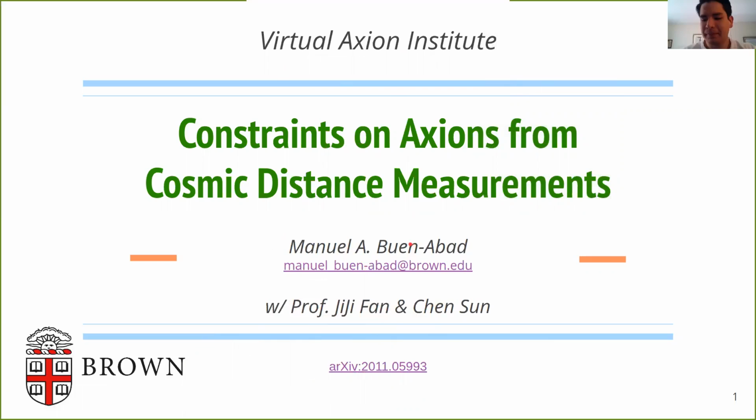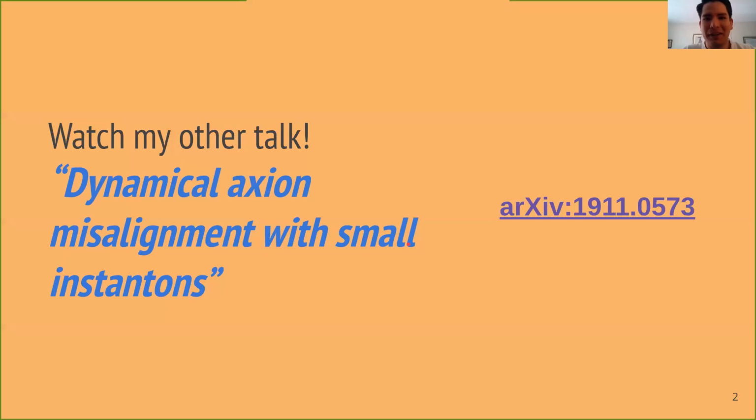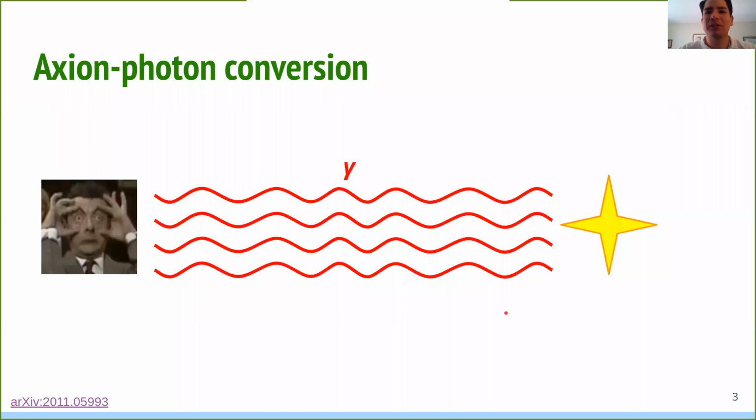You're going to see it through the slides, and it's about constraints on axions from cosmic distance measurements. So first, a word of interest, perhaps. I have another talk in the same space called Dynamical Axion Misalignment with Small Instances. So do watch it if you think you're interested. Here's the archive number. Go and read it. Thank you. Okay, so let's talk.